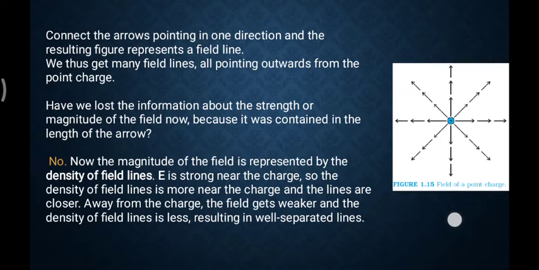No. Now the magnitude of the field is represented by the density of the field lines. What exactly is the question? Have you lost the information about the strength or magnitude of the field because it was contained in the length of the arrow? Only through the length of the arrow could you make a judgment of the strength. So no, it is represented by the density of field lines, which is one more view, another way of judging the electric field. The electric field is stronger nearer to the charge, so the density of field lines is more near the charge.